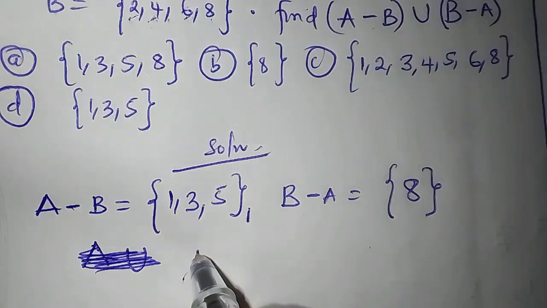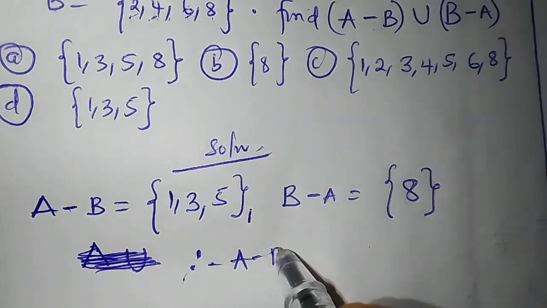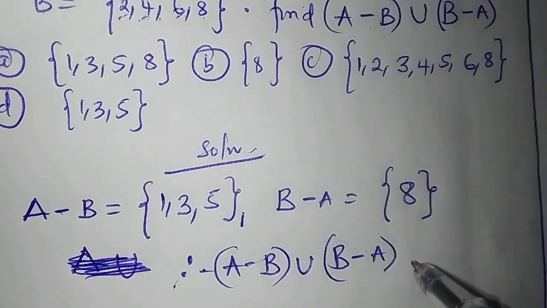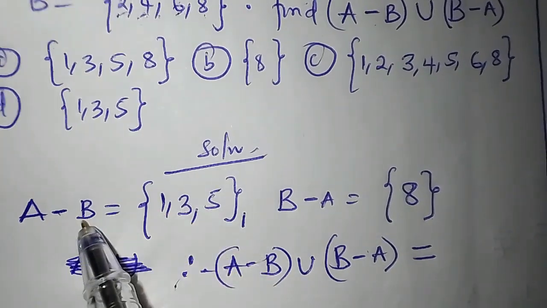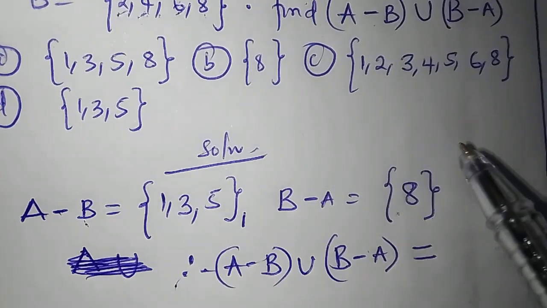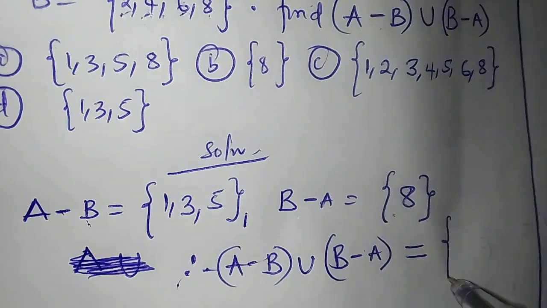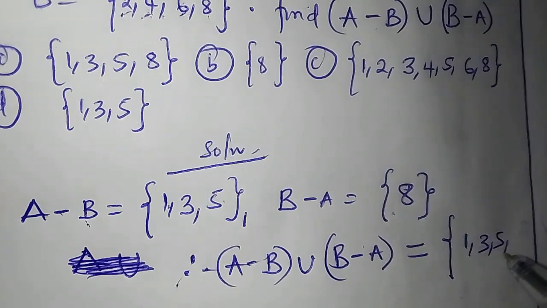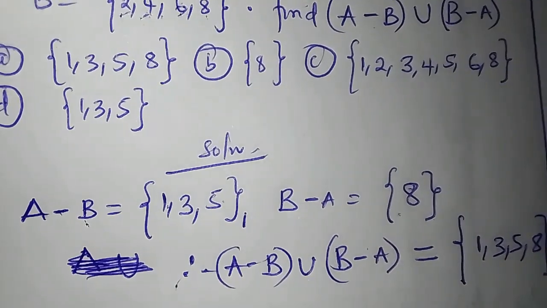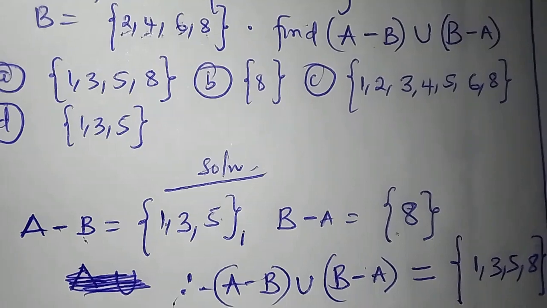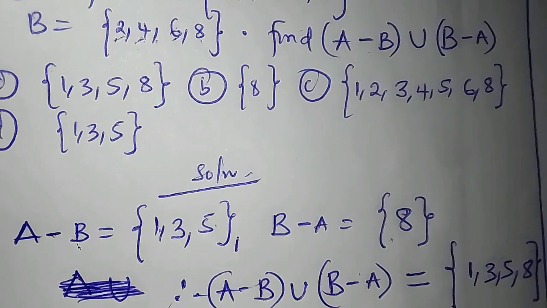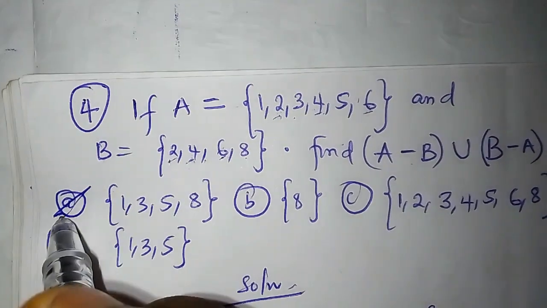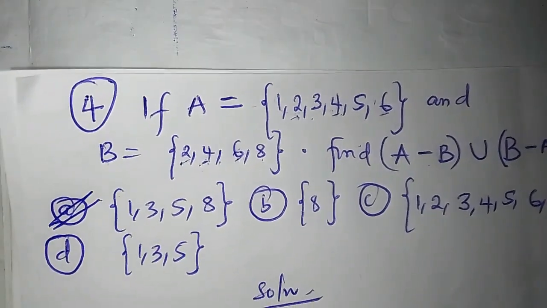8. So therefore, A minus B union B minus A is the set of all elements that are in both this and this. I will combine them without repetition. So we have 1, 3, 5, 8. This is A minus B union B minus A. I hope you understand this. And I can see this answer in option A. 1, 3, 5, 8. It's as simple as this.